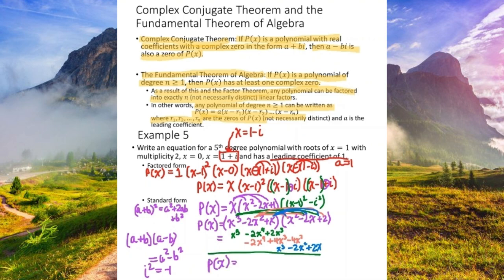Now I can collect my like terms a lot more effectively because I have all of my powers lined up. x to the fifth, nothing to collect. Negative 2x to the fourth plus negative 2x to the fourth is negative 4x to the fourth. 2x cubed plus 4x cubed plus x cubed is plus 7x cubed. Negative 4x squared plus negative 2x squared is negative 6x squared, and the 2x has nothing to collect with. So our p of x in expanded form, or standard form, is x to the fifth minus 4x to the fourth plus 7x cubed minus 6x squared plus 2x.